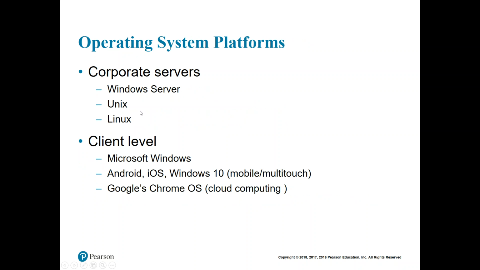Operating systems, we all know what an operating system is. It's what makes your computers go live. If you don't have an operating system in your computer, there's no way you can print a document. So that's what the operating system does.